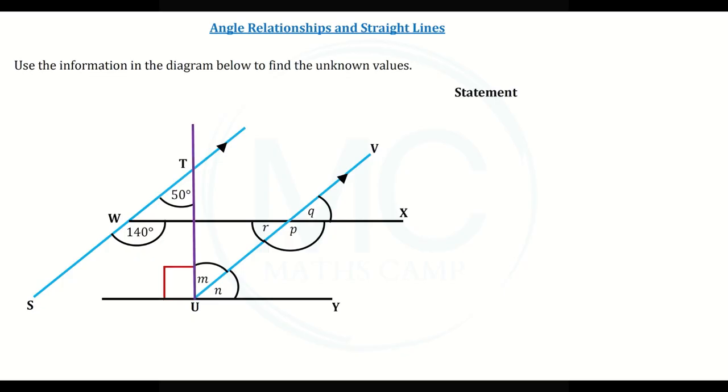Now we can make our statements and give our reasons. The 50-degree angle over here lies between the parallel lines to the left of the transversal line.